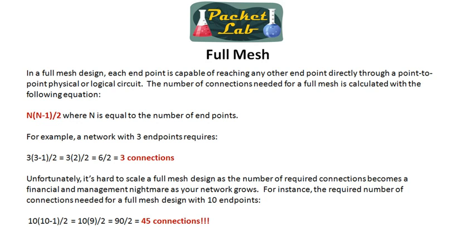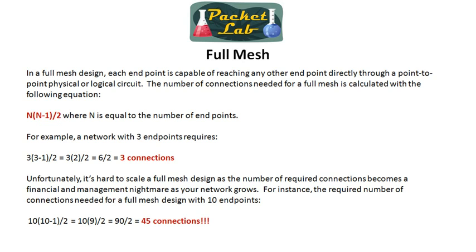Let's take a look at the different designs, and this is going to be a review for a lot of you. Full mesh. In a full mesh design, each endpoint is capable of reaching every other endpoint directly through a point-to-point physical or logical circuit. The number of connections needed for a full mesh is calculated with the following equation. You're probably aware of this equation if you've done any network studies. It's n times n minus 1 divided by 2, where n is equal to the number of endpoints. So if you have a simple network that has 3 endpoints, just imagine 3 routers, you're going to need 3 connections, and we'll see this in the next slide. It's not that hard to visualize. Each router connects to its neighbor.